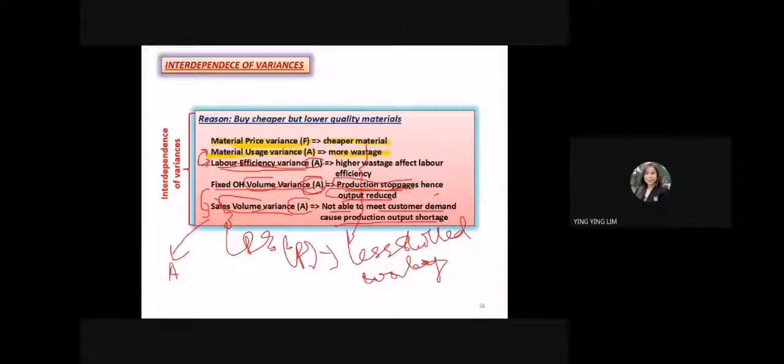Alright, so that's why your fixed overhead volume is adverse. So it results in your sales volume variance being adverse as well. So it looks like you have to make a story like that from the rationale thinking. Alright, so from the answer that you get, you have to link with other variances.